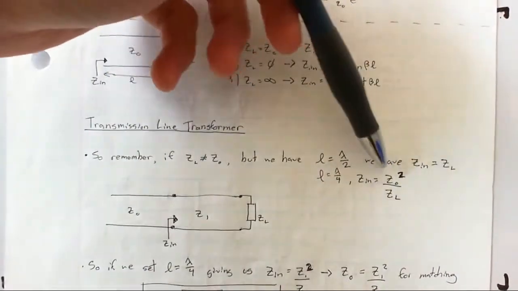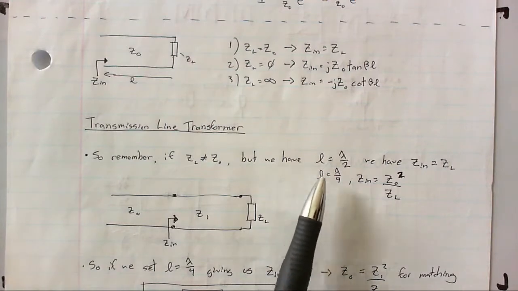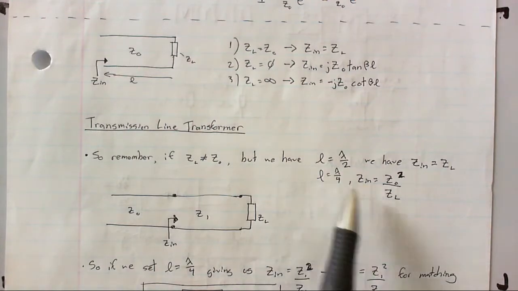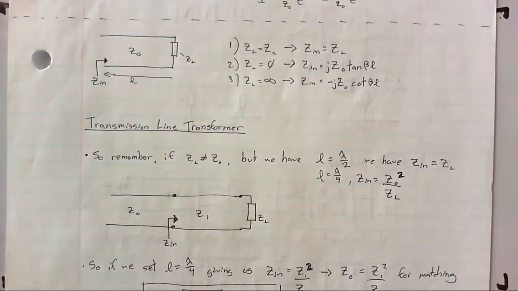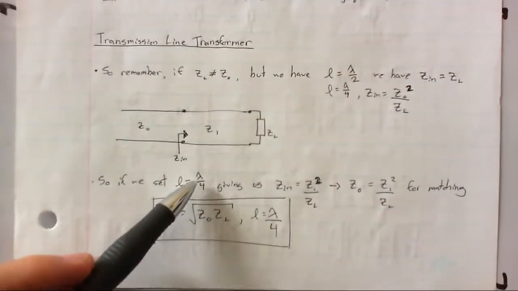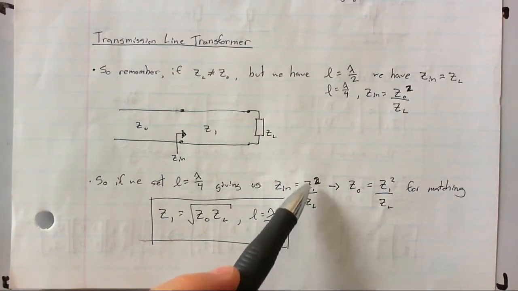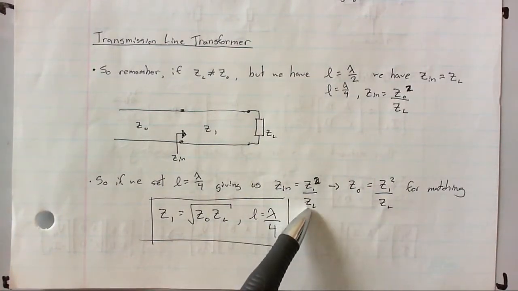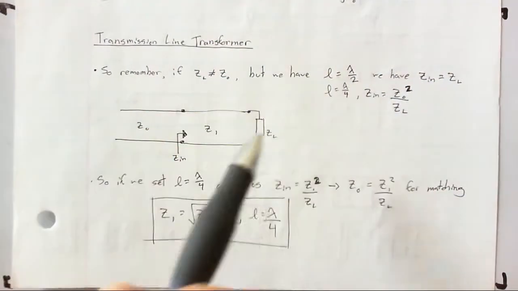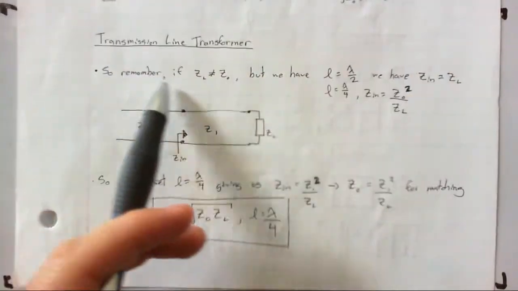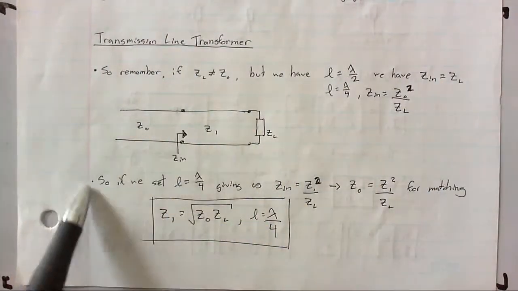So if you satisfy these conditions, then it'll work. And if L is equal to lambda divided by 4, you've got Zn is equal to Z0 squared over ZL. So again, if we set L equal to lambda divided by 4, this gives us Zn equal to Z1 squared over ZL. I should explain that this scenario is just the general case, and then using this specific example, we're doing it right here.